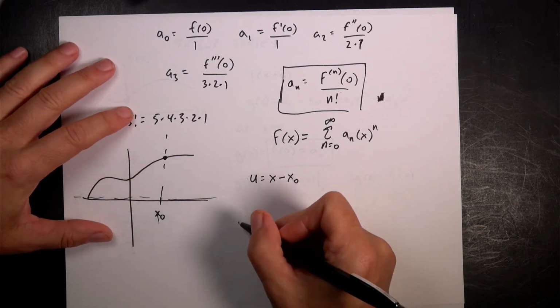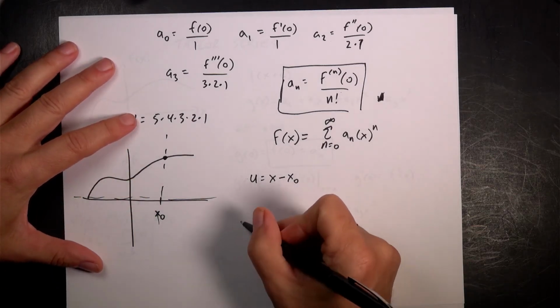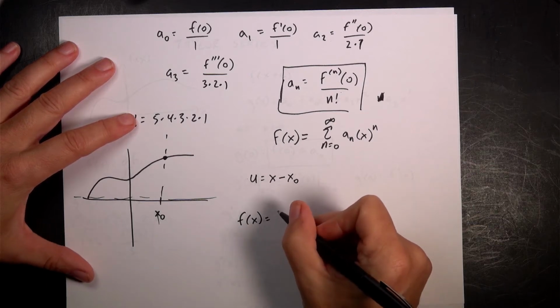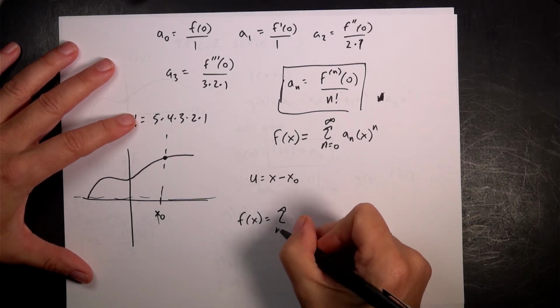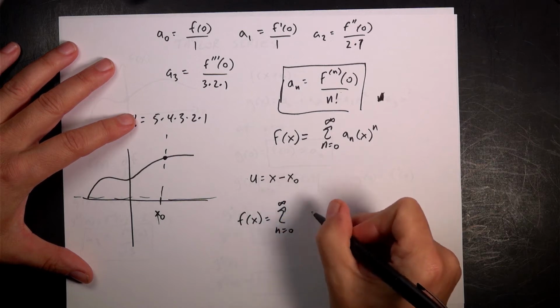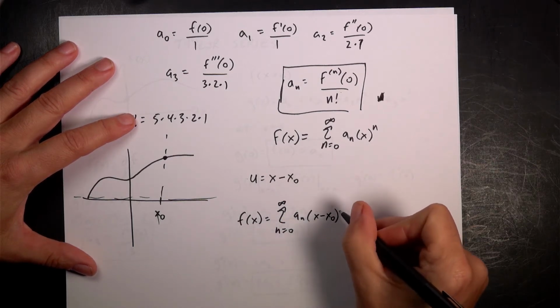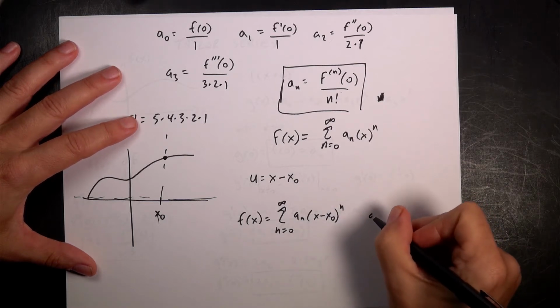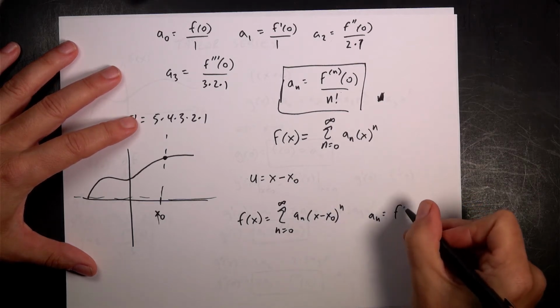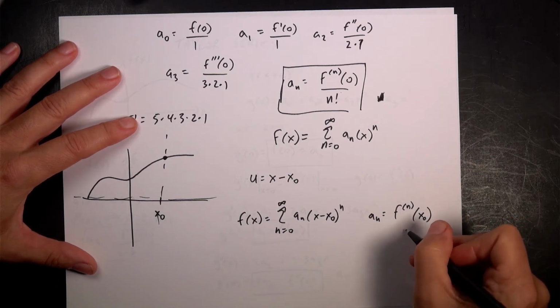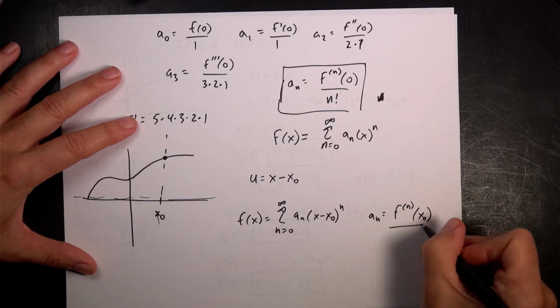So this gives me the following definition for the Taylor series. f of x is going to be equal to the sum n equals 0 to infinity, an times x minus x0 to the n, where an is the nth derivative of f evaluated at x0, over n factorial.